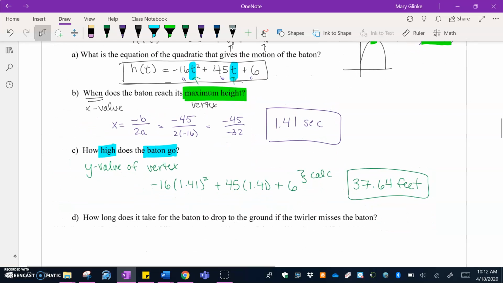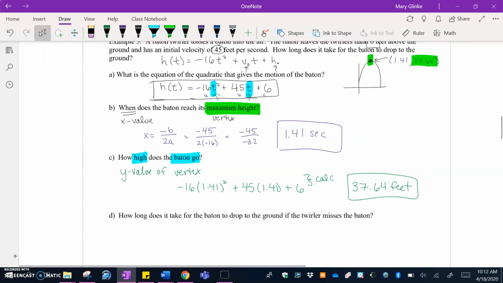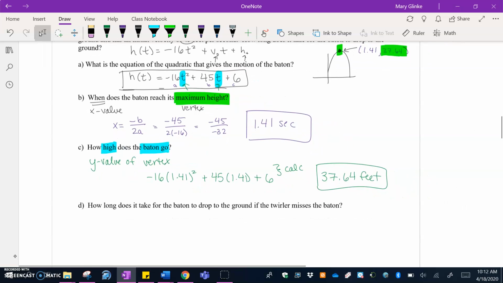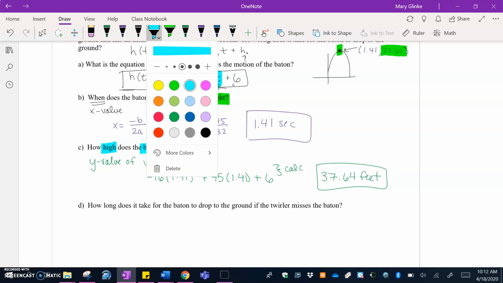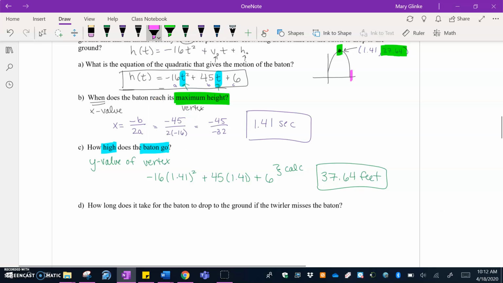We have one more part here, though. I'm going to zoom out so we can see that graph still. How long does it take for the baton to drop to the ground if the baton twirler misses the baton? That is looking for this part right here, which is your x-intercept. So it's asking when will it hit the ground? That's your x-intercepts. What that means is your height is going to be 0. So we're going to plug in 0 for our ending height, and we are trying to find the time.